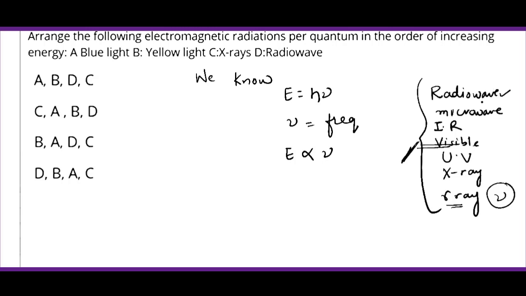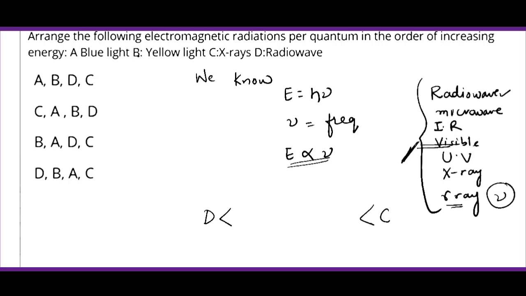Now we have to find the increasing order. For increasing order, first we check which has the lowest frequency. The lowest frequency is radio wave, so D will be first. After radio wave we have X-ray. X-ray has the highest frequency, hence C will have more energy because it has the highest frequency.